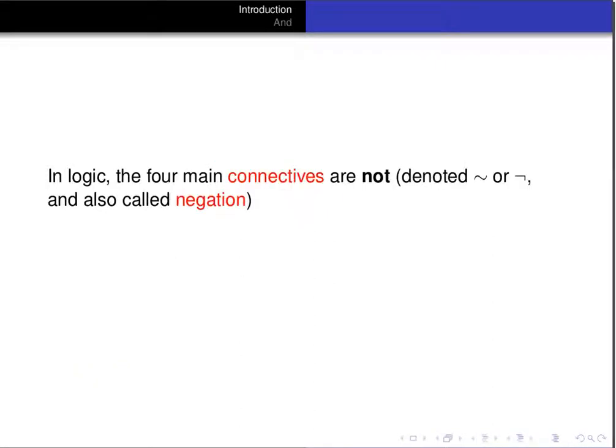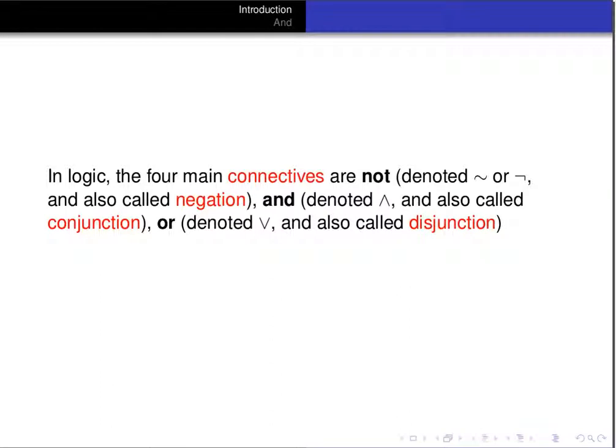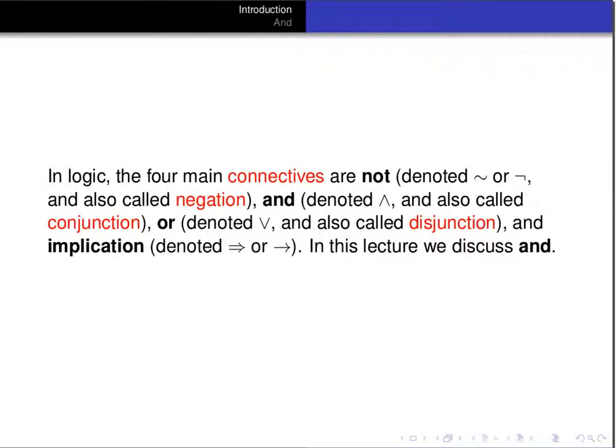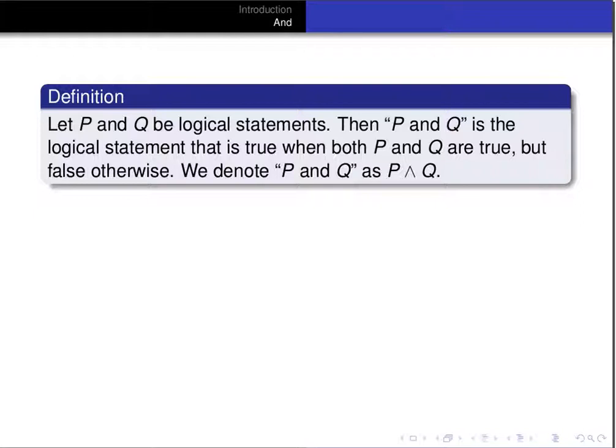In logic, there are four main connectives. They're not, also called negation; and, also called conjunction; or, also called disjunction; and implication. In this lecture, we're going to discuss AND. So let's let P and Q be logical statements. Then the phrase P and Q is the logical statement that is true when both P and Q are true, but it's false otherwise. So we denote the statement P and Q with a wedge, P wedge Q. We read that as P and Q.